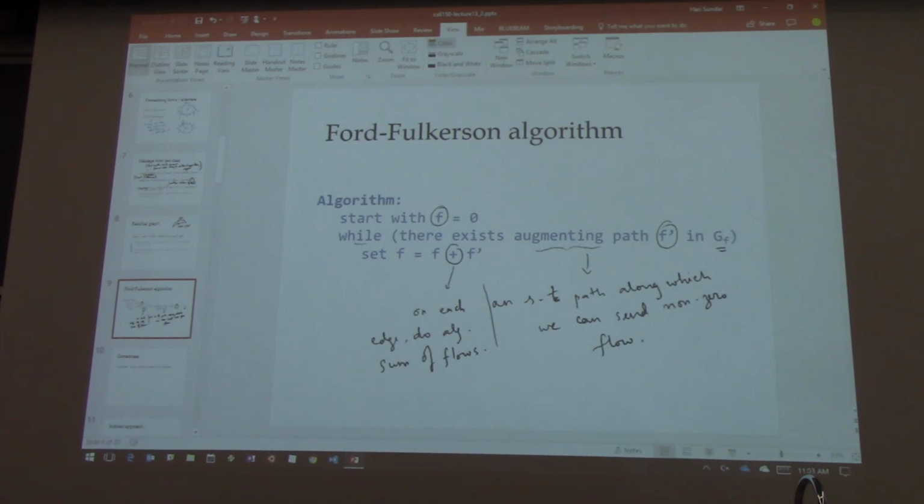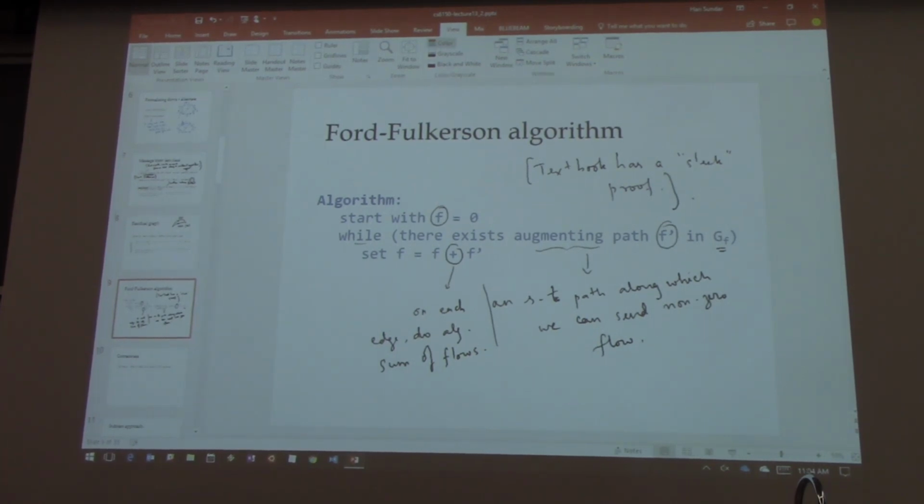The textbook has a more sleek proof. But this proof kind of does two birds in one shot. I also wanted to do what is called the max flow min cut theorem, and this proof automatically does it. So all right, let's see why this algorithm is correct.